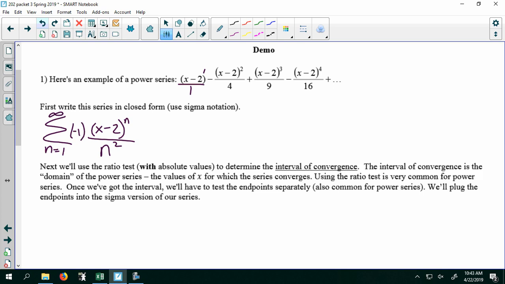If I put an n, my first term would be negative, right? Because it would be -1 to the first. But my first term is positive. So what should I put up here for n? N plus 1, yeah. Because then when I plug in 1, I'll have a -1 squared. My first term will be positive. So that's my closed form, sigma notation, for the infinite sum that we wrote up above.